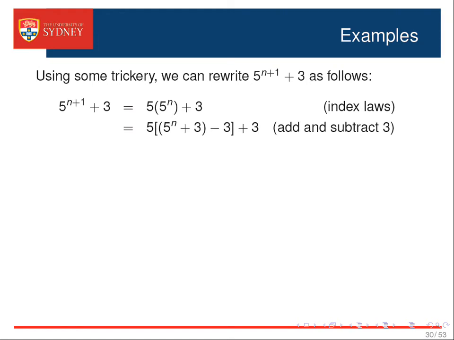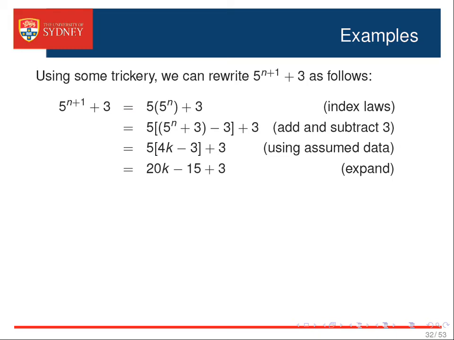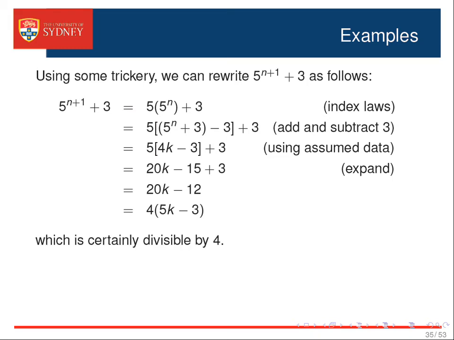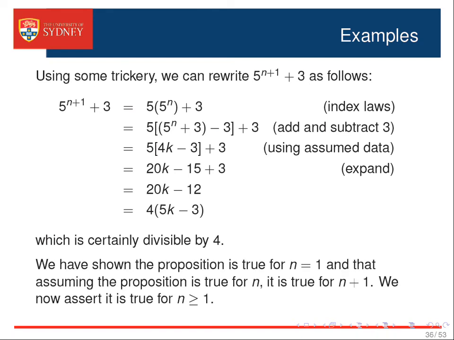Now, inside this bracket, let's add and subtract 3, which of course has no effect. Because now we can use the assumed data to replace 5 to the n plus 3 by 4 times k, since we've assumed that this is divisible by 4. Expanding everything out now, we have 20k minus 15 plus 3, which is 20k minus 12, which is divisible by 4. In fact, it's 4 times 5k minus 3. So now we're done, because the statement for n plus 1 follows from the statement for n.